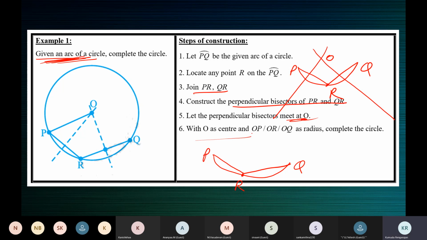With O as center and OP or OR or OQ as radius, complete the circle. What you see here is a finished one.